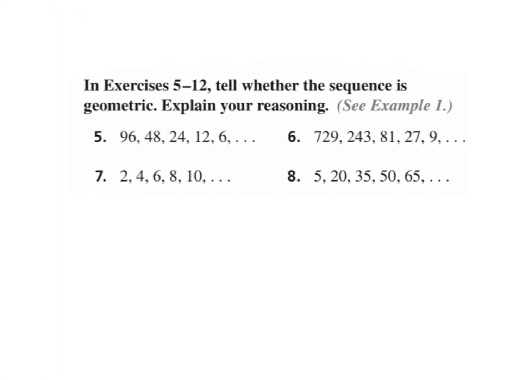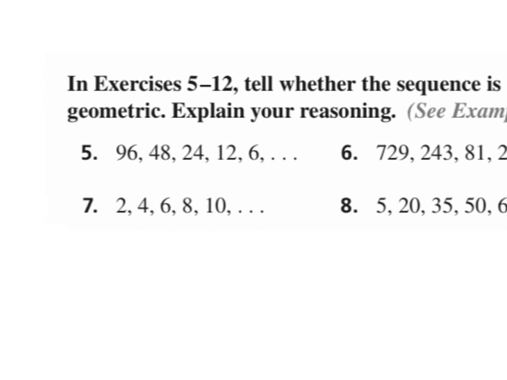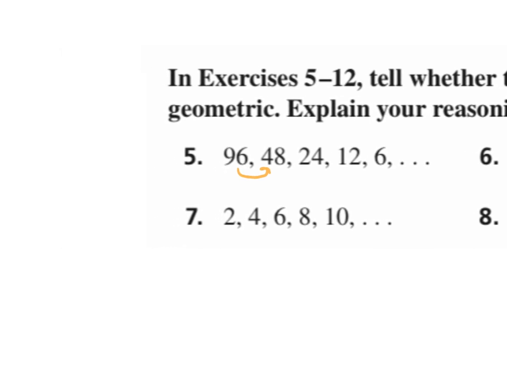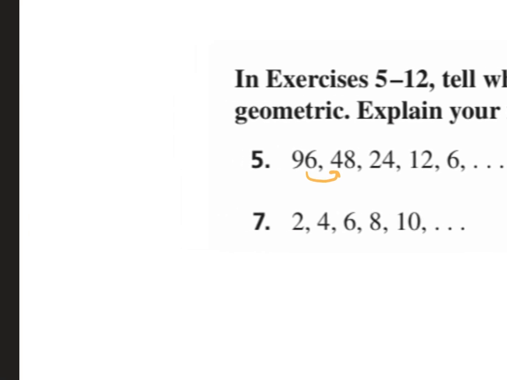So the first 4 examples we have here is to tell whether the sequence is geometric. And then if it's geometric, we want to find our common ratio. So what do I multiply to get from 96 to 48? So one way that we can find what that common ratio is, take our second term and divide it by the first. So it would be 48 divided by 96. So it's the second divided by first. What's 48 divided by 96? So 0.5. It would be 1/2. So I'm multiplying by 1/2 here to get from one number to the next.